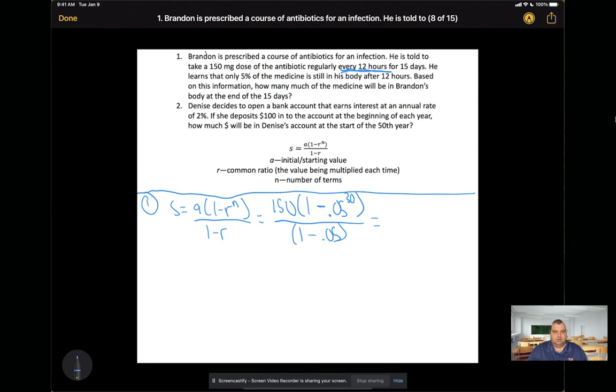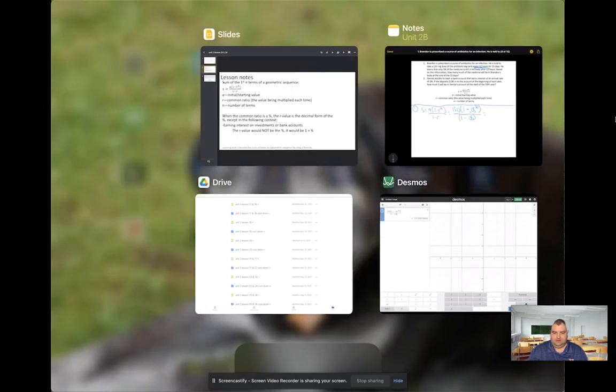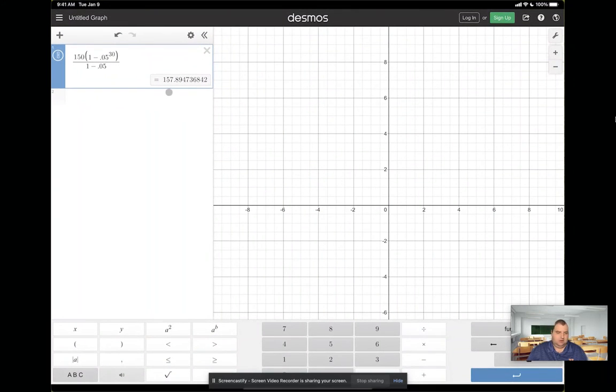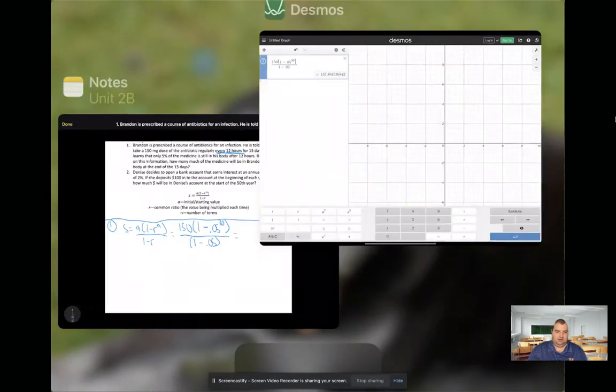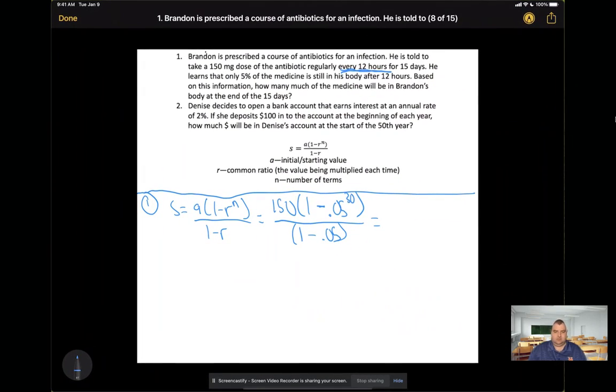Okay? So the answer in this case is going to be 158 milligrams if we round it. So how much medicine is going to be in his body at the end of the 15 days? It's going to be 158 milligrams.